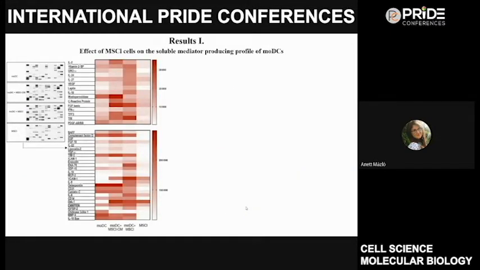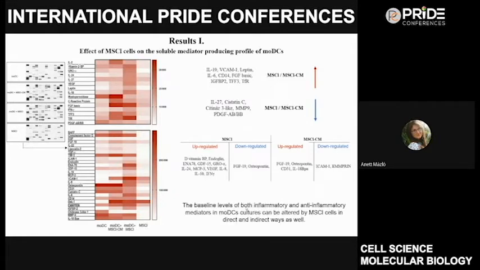First of all, to analyze the immunomodulatory effect of MHCl cells, MODCs were differentiated in the presence of MHCl cell-derived conditioned media, as you can see at the bottom of the heat map, or in the presence of MHCl cells. The presence and the levels of soluble mediators in the cell culture supernatant were monitored by a protein array. Without the details, we can see that we identified factors whose production was similarly up or down regulated by both MHCl cells and MHCl conditioned media. However, we have found soluble factors whose secretion was differently regulated by MHCl cells or MHCl-derived conditioned media. These results demonstrate that the baseline levels of both inflammatory and anti-inflammatory mediators in MODC cultures can be altered by MHCl cells in direct and indirect ways as well.